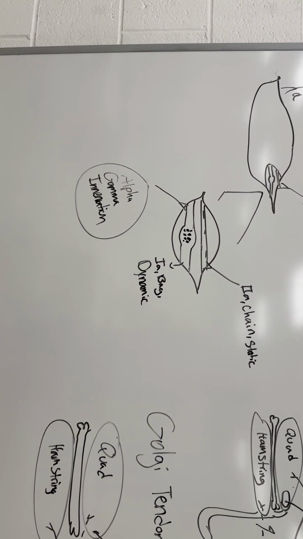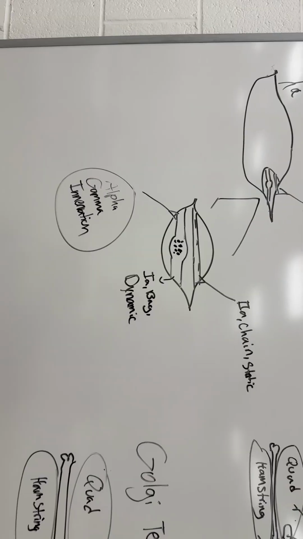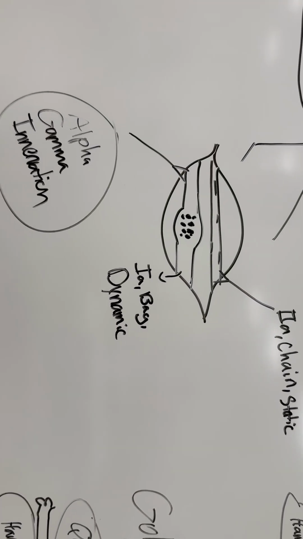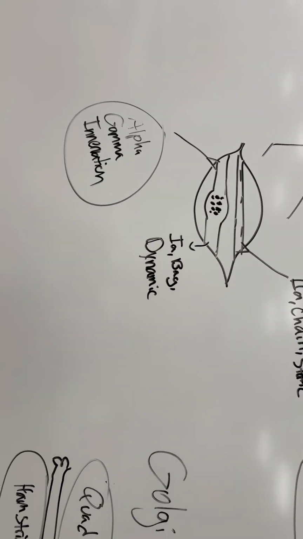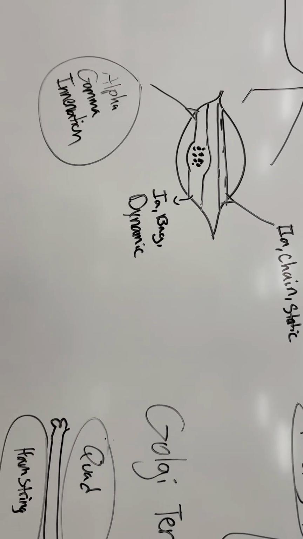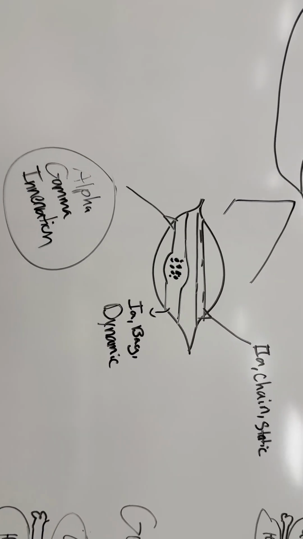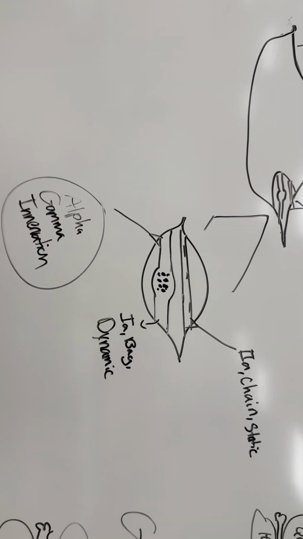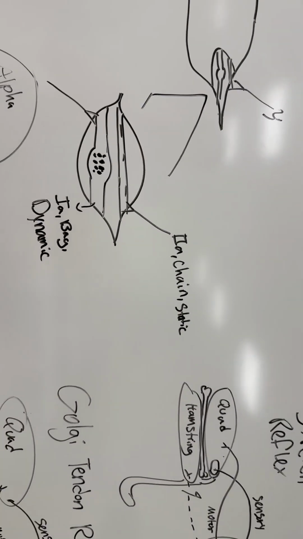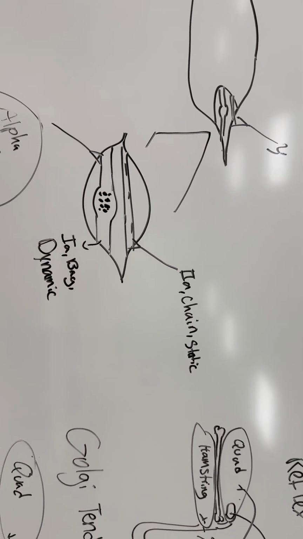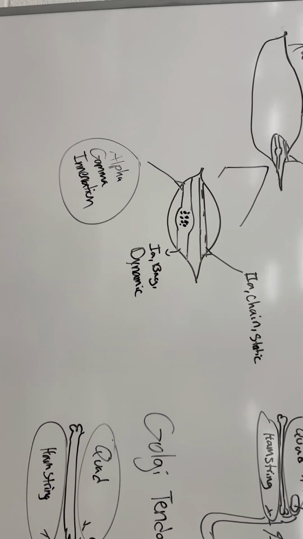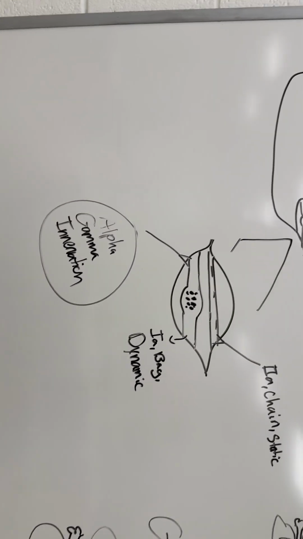So the bag receptors are dynamic. They are sensitive to the stretch of our muscle. Like if I stretch my bicep and flex my bicep, the bag is going to be sensitive to that. And then the chain is static, so it's sensitive to isometric contractions. And we're using 2A and 1A sensory fibers here.